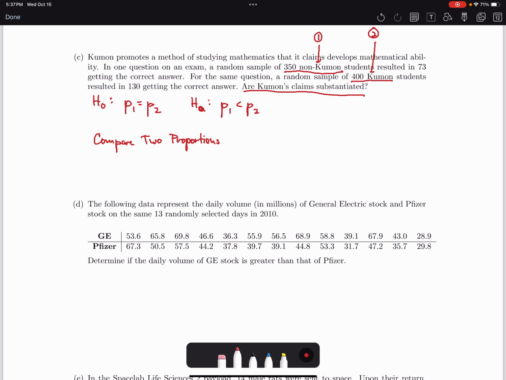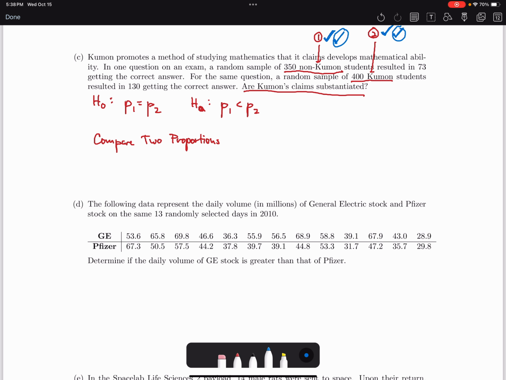Well, if that's true, then we would expect the Kumon students to get the question right more often. In other words, we would expect the proportion of Kumon students who got the right answer to be greater than the proportion of non-Kumon students who got the right answer. So we would expect P2 to be bigger than P1. Or in other words, that means P1 would have to be less than P2. And that's how we ended up with the left-tailed test.